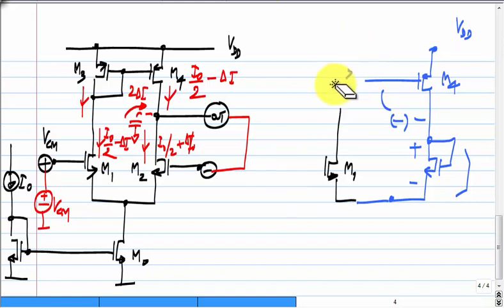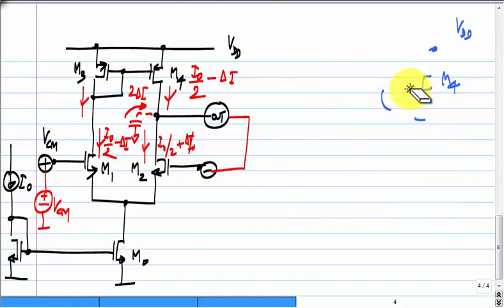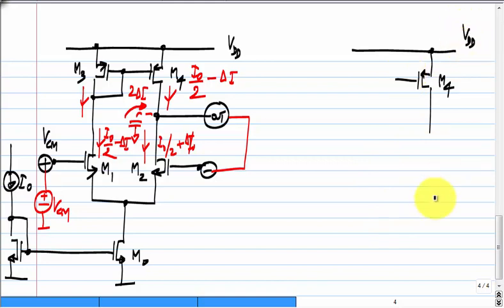So, now instead of this, let us think of M4 as the central player. What kind of feedback would you need? You have the drain and you have the gate. So, what sort of feedback would you need between these? Some positive gain.